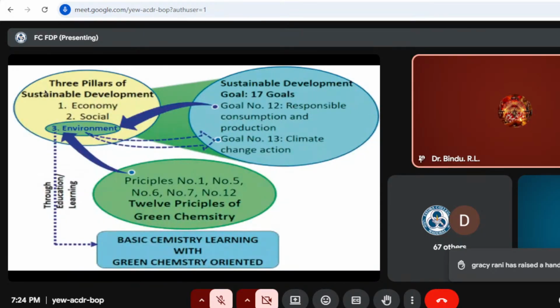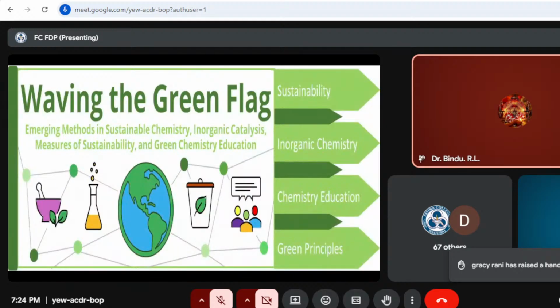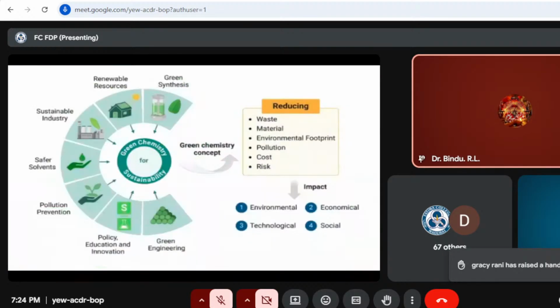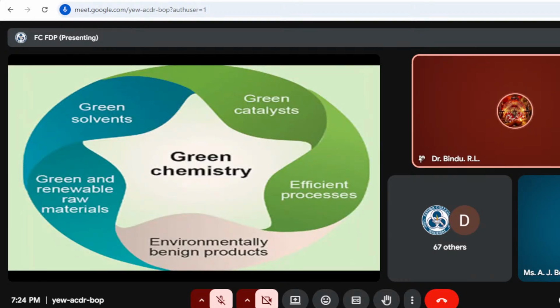Next. So these are the green chemistry concepts that we have to discuss. Please, next slide. Next slide. Yes. These are the different aspects of green chemistry. We have in one point green engineering. That is the most important thing, and the other, sustainable industry, renewable resources, everything. Yes, next. So what is green chemistry? Environmentally benign products, environmentally soft and environmentally safe products through renewable raw materials, green solvents, green catalysis, everything.